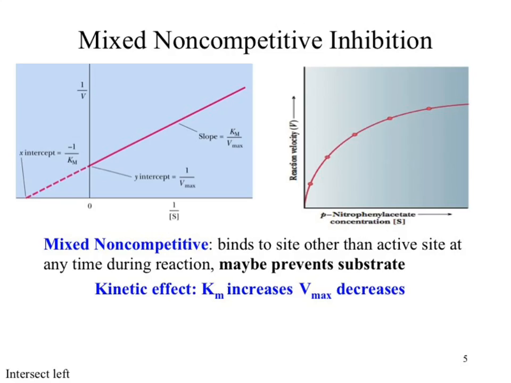It can bind at any time during the reaction. And maybe it prevents the substrate from binding. Ultimately, what it does is prevent product from forming. So it can maybe prevent the substrate, maybe not. Well, what ends up happening? Km increases and Vmax decreases. How does that affect our plot?